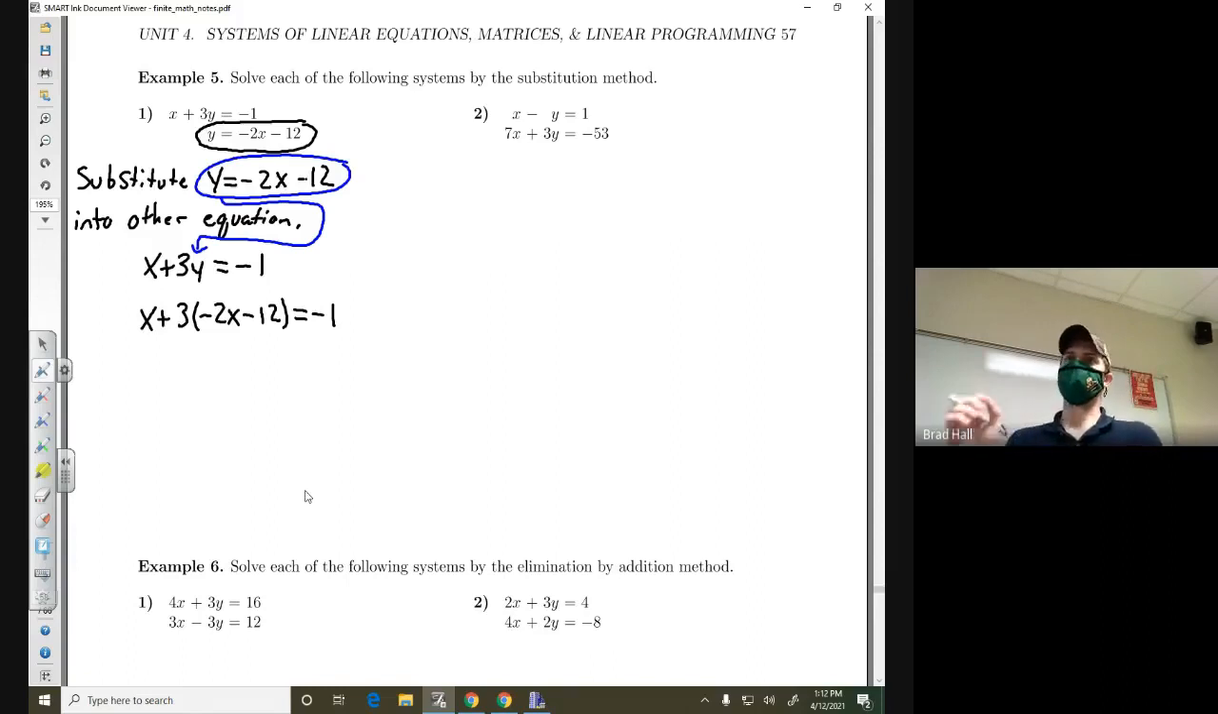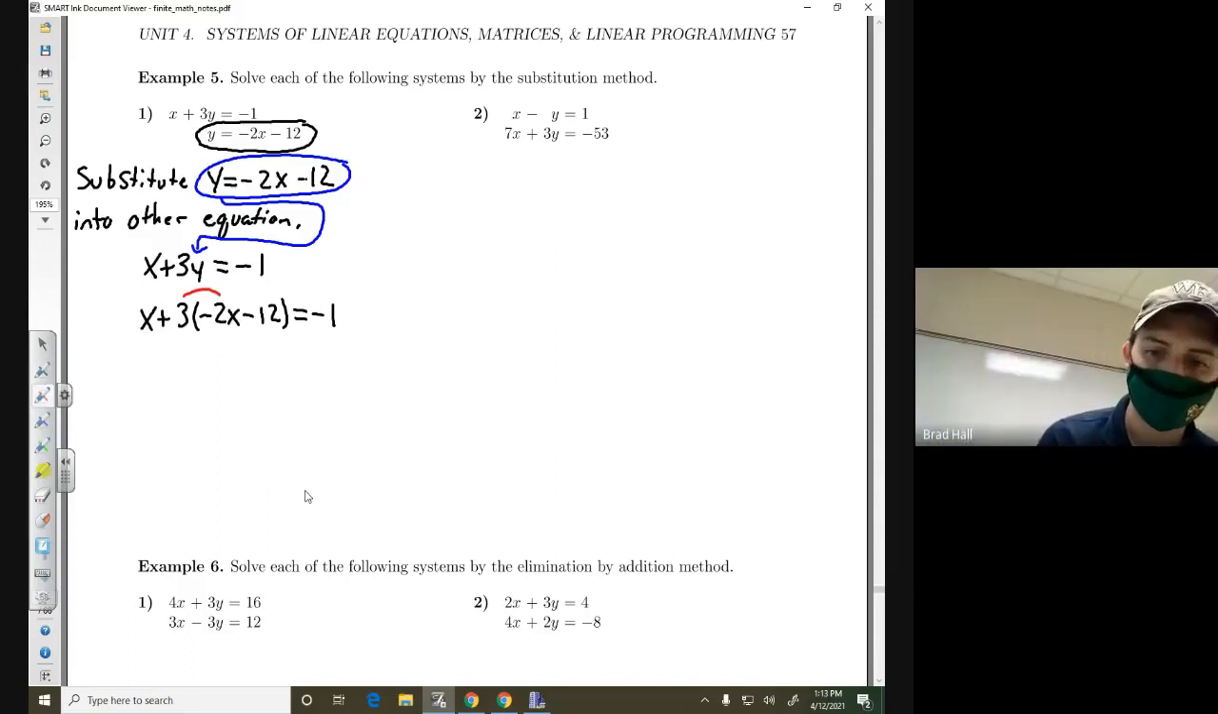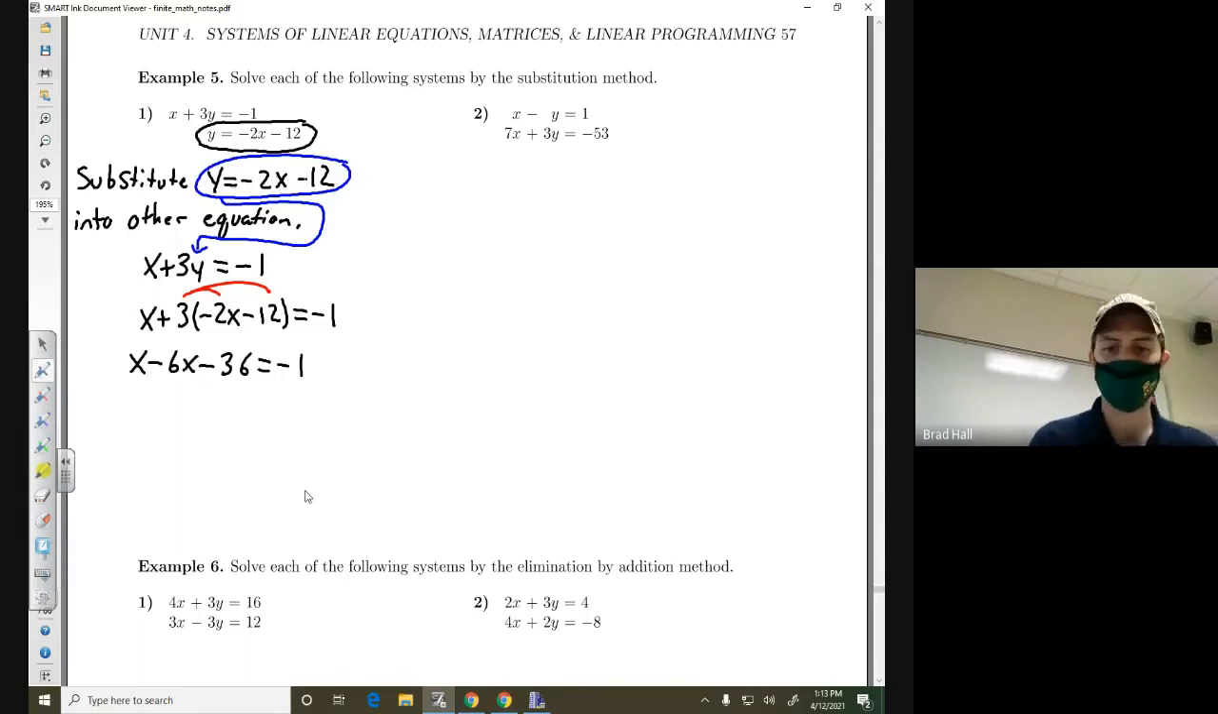And this is where the parentheses really help when you substitute. You need to put parentheses because you need to know that that 3 has to distribute to those terms. If you don't put the parentheses, you might actually just think it's a subtraction, 3 minus 2x minus 12. It's a distribution. x minus 6x minus 36 is equal to negative 1. And from here, we clean it up and find x.